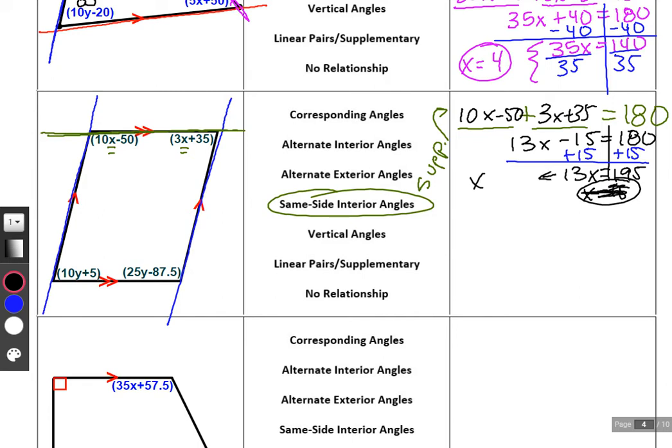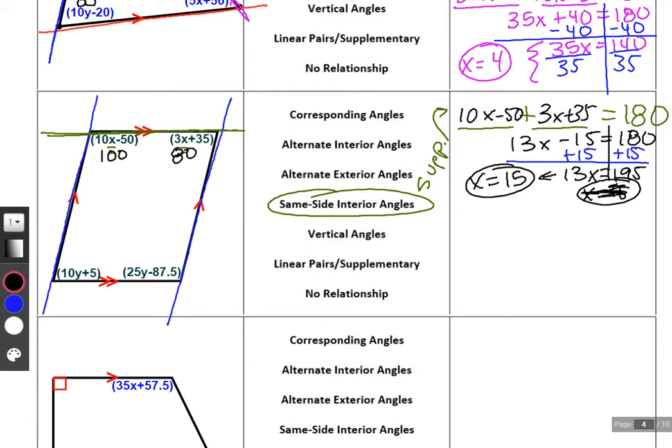There we go. Let's double check. Let's throw those into our values. So 10x minus 50 turns into 10 times 15 minus 50. That's going to be 100. Remember, the relationship here is supplementary, so 3 times 15 plus 35, please be 80. And it is. Look at that. We are correct. Always feels good to be right.